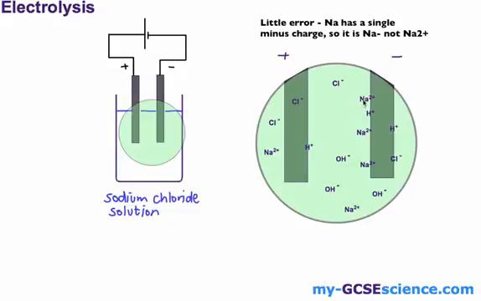So the more reactive out of these two is sodium. So sodium will stay in solution. It won't actually collect and be produced at this negative electrode, but hydrogen will, because hydrogen is less reactive, so that's the one that's going to come off and be produced.